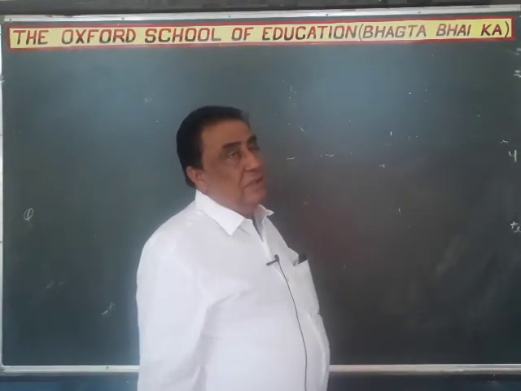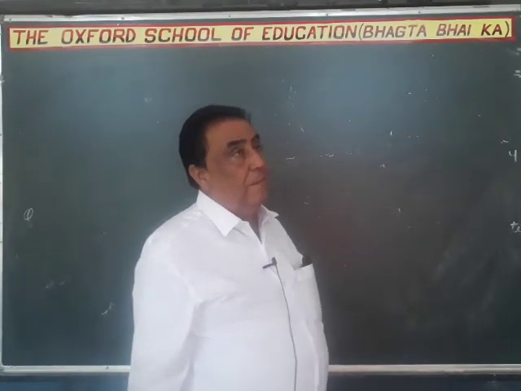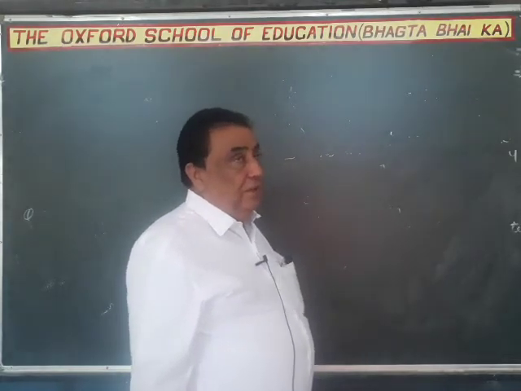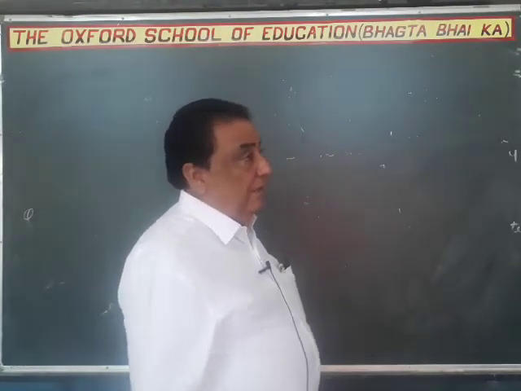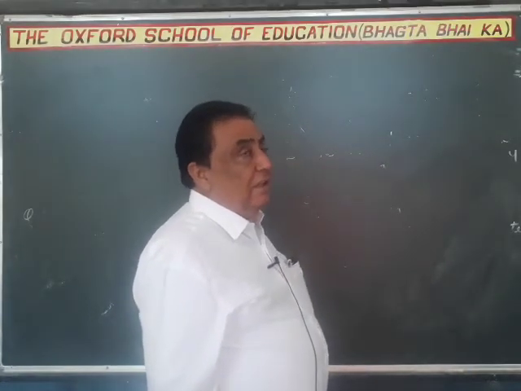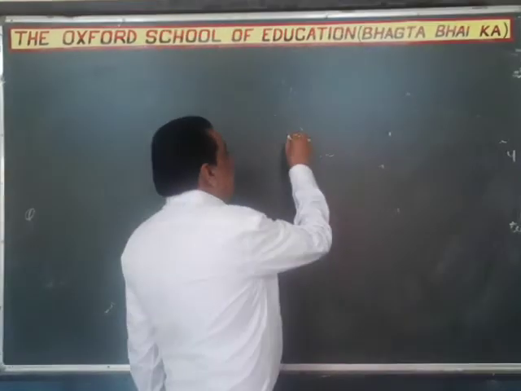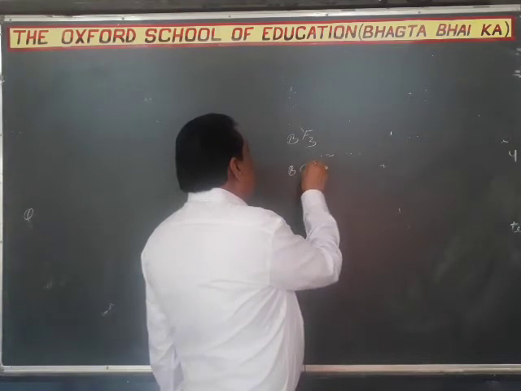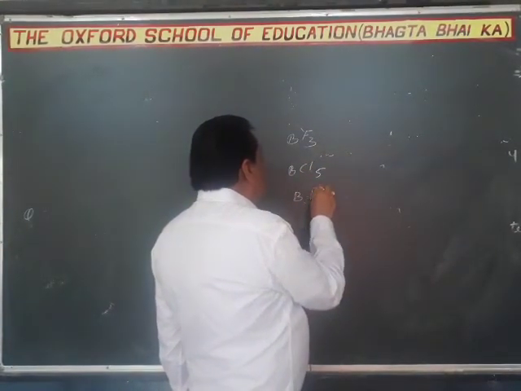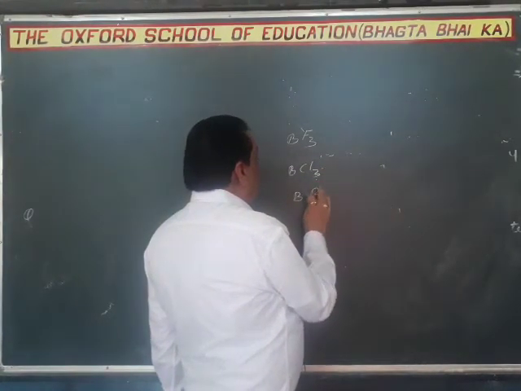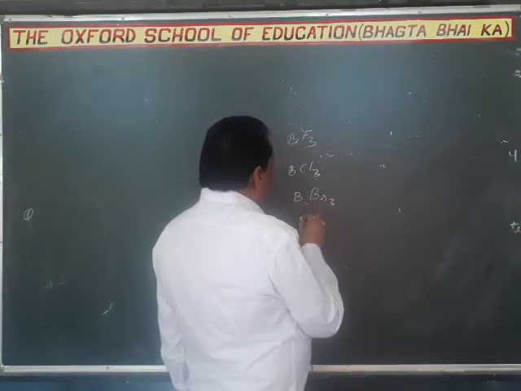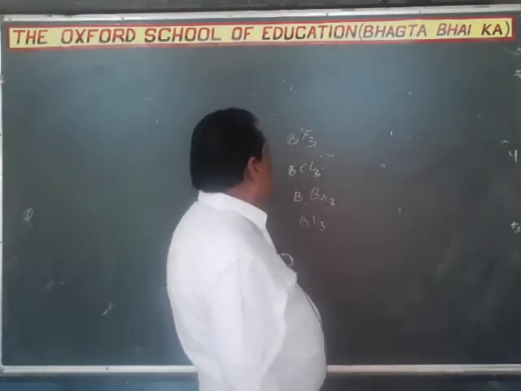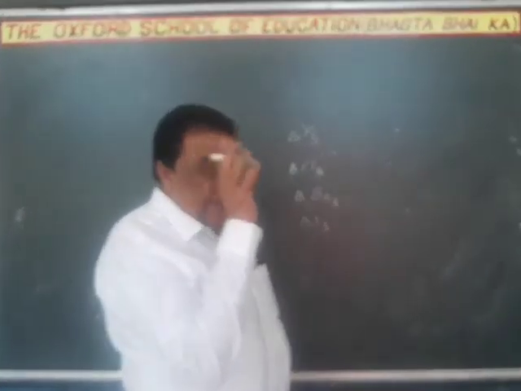Now the very important question, halide of boron. Boron reacts with the halogen. Halogen means fluorine, chlorine, bromine, iodine. Their compounds with the halogen are known as halide. For example, BF3, boron trifluoride, boron trichloride, boron tribromide, boron triiodide. Their compounds are known as halide.